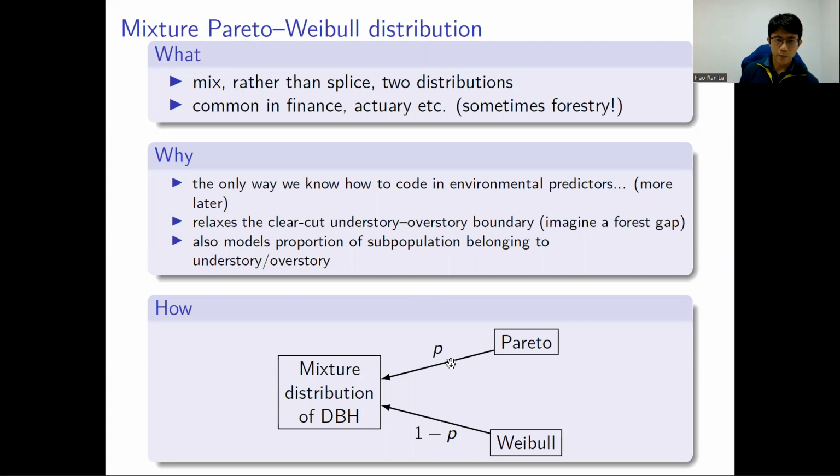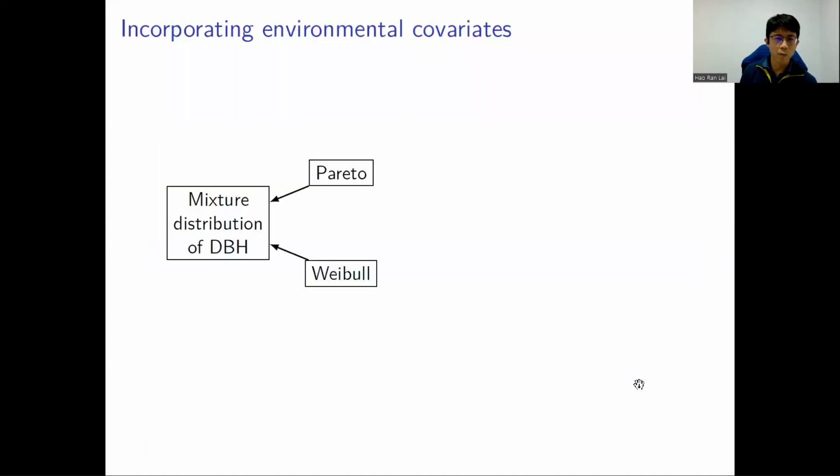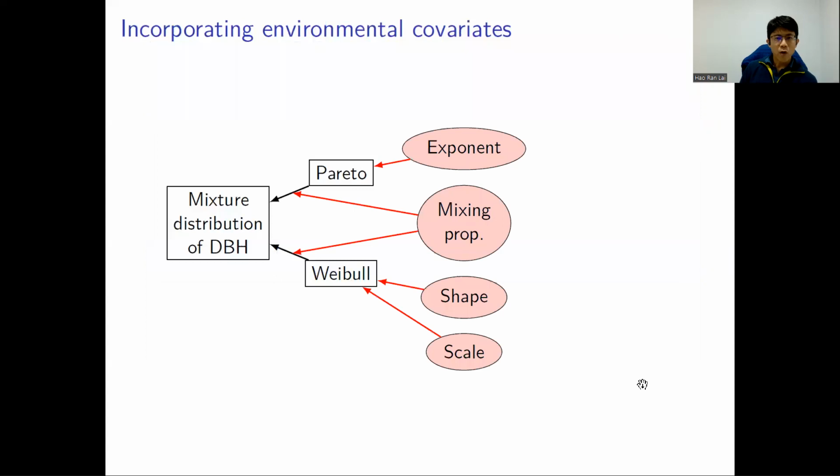There is an additional proportion parameter that estimates how much of your subpopulation comes from a Pareto versus a Weibull. There are 4 parameters in our mixture distributions. The Pareto has an exponent parameter. The Weibull has a shape and a scale parameter, and then there is a mixing proportion parameter that mixes the two.